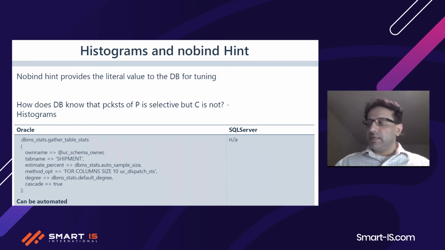So that is something where if you don't have auto stats turned on, then the histogram is something that you want to consider for Oracle. This is not even an option in SQL Server, so SQL Server is only automatic.